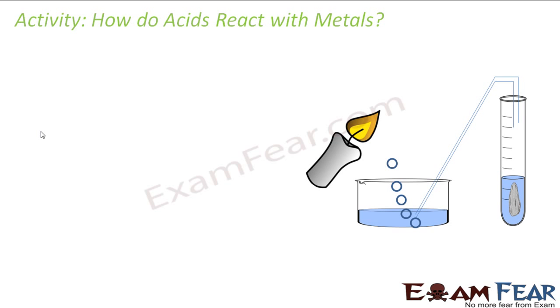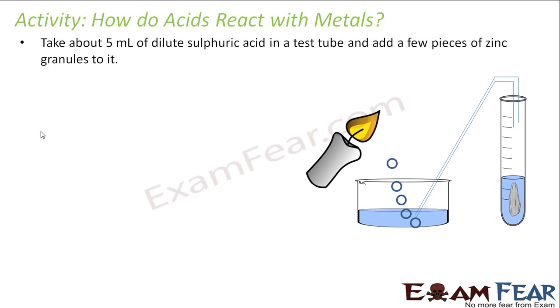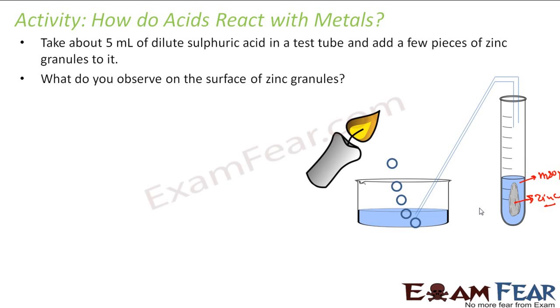We'll take some activity on this. This is the setup we have. For this, we'll take some 5 milliliters of sulfuric acid and put some zinc in it. The same reaction. Now we'll observe the zinc granules. The reaction will start happening. No heat is required in this, and the gas comes out.